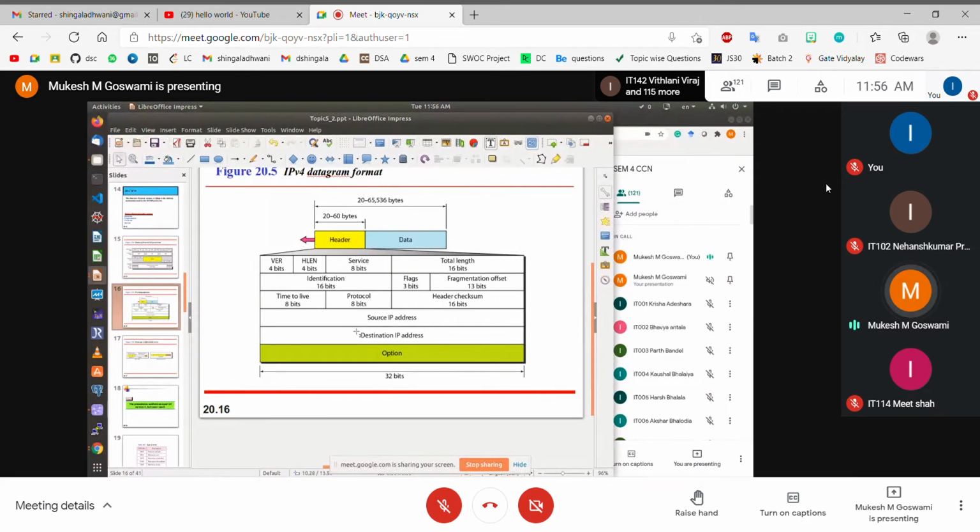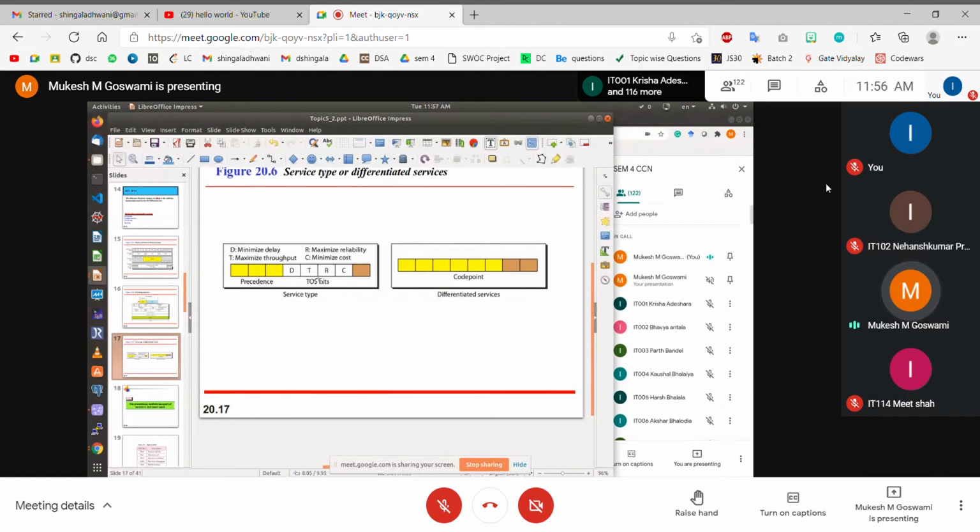So this formulates the required part of the IP header, that is the 20-byte required part of the IP header, and then we have a 40-byte optional part of the IP header. This 40 bytes is optional, it may be there, may not be there. Okay, so that is how the IP version 4 header is formulated.